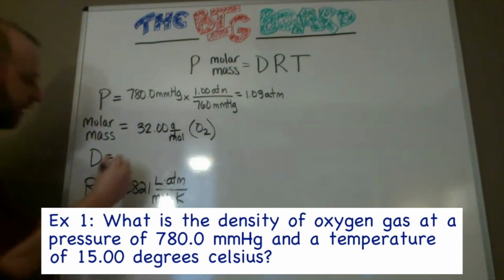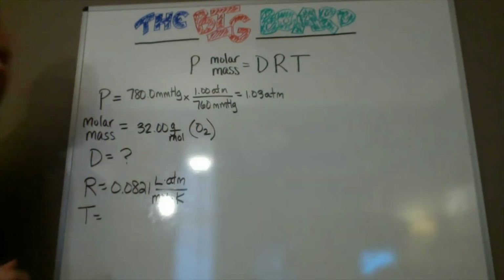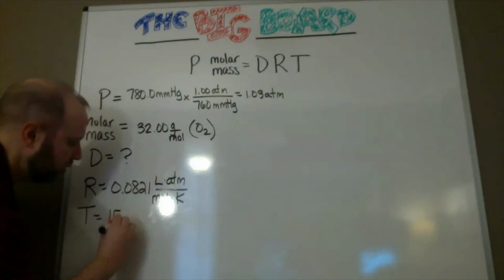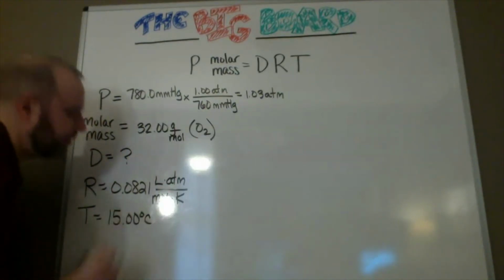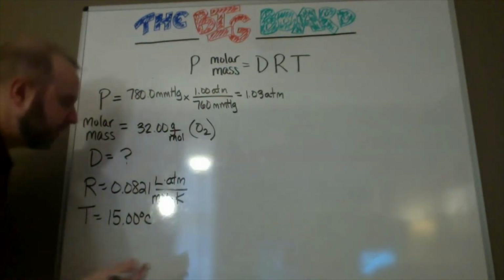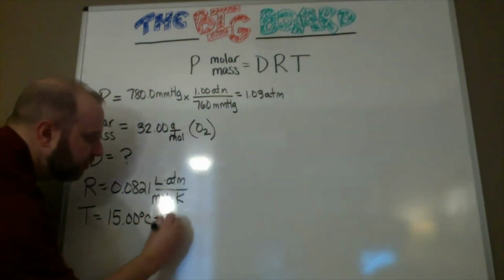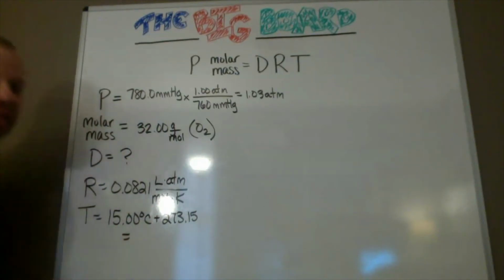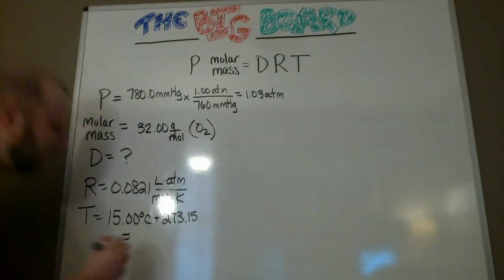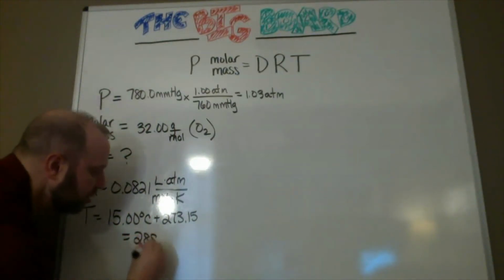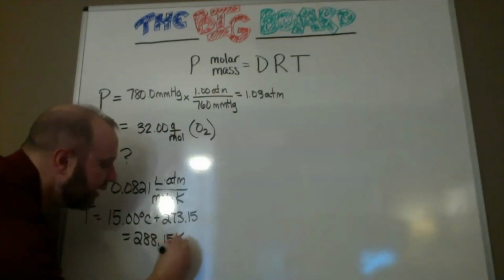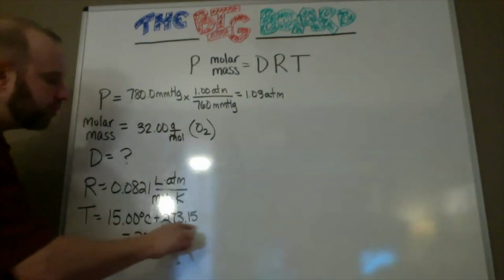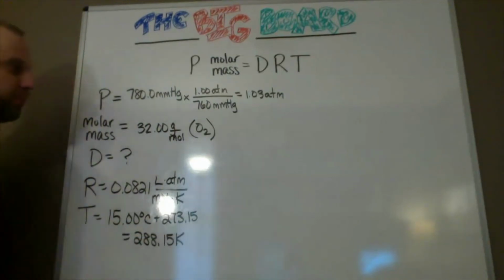They're looking for density, so that's our unknown, and they tell us that the temperature is 15.00 degrees Celsius. Of course, we can't use Celsius, so instead we're going to add 273.15 to that. So we're going to get a final temperature that's 288.15 Kelvin. And we can keep both decimal places in this case because this number had 2 decimal places, and this number has 2 decimal places.